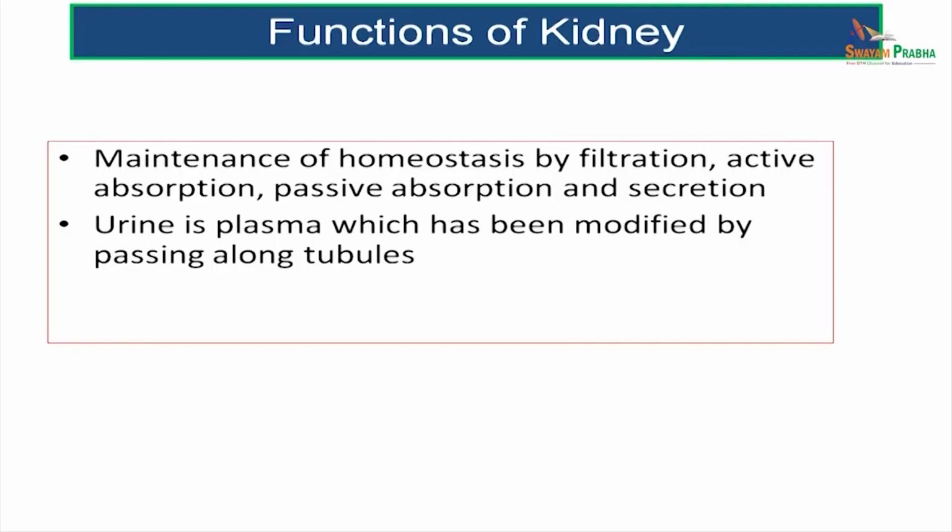Today I will be giving a lecture on the microscopic anatomy of kidney. Let us begin this lecture with the functions of kidney. The main function of kidney is maintenance of homeostasis by filtration, active absorption, passive absorption and secretion. So, what is urine? Urine is plasma which has been modified by passing along the tubules.